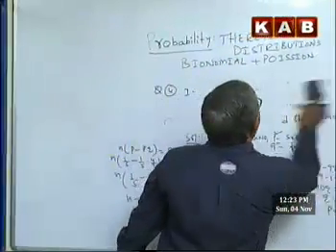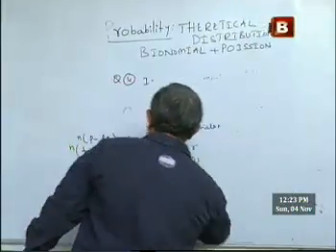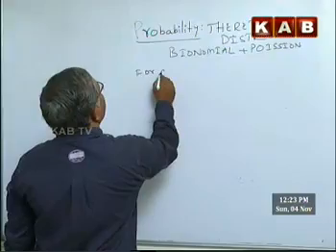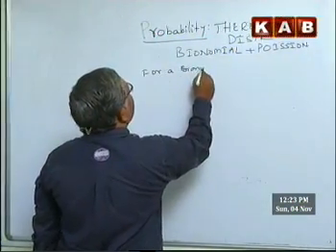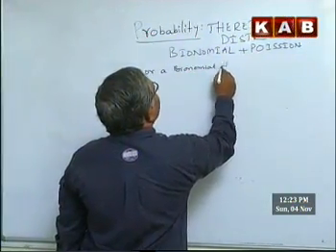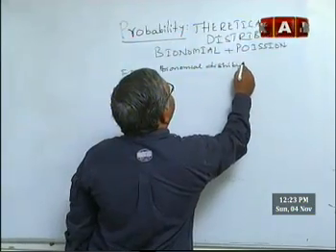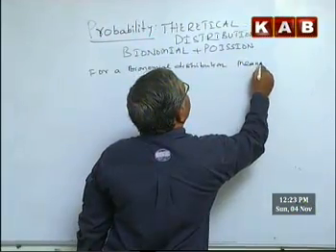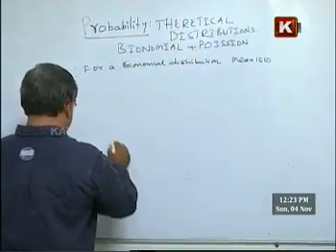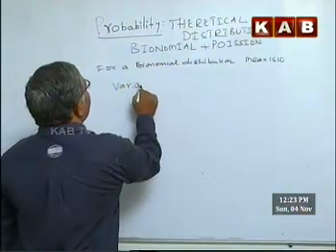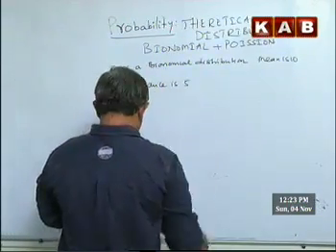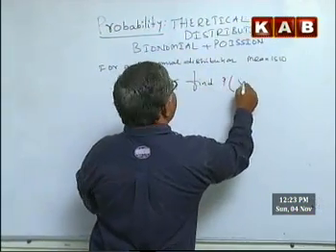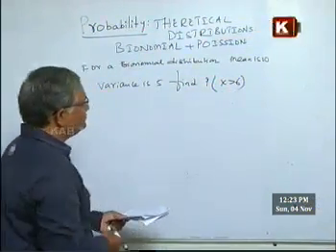In this binomial distribution, question number 5. For a binomial distribution, mean is 10, variance is 5. Find probability of x greater than 6. Check.